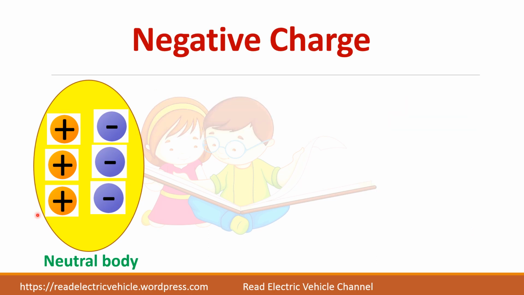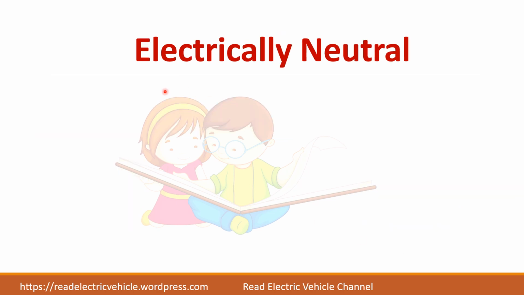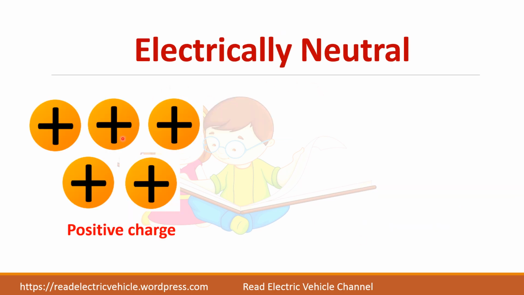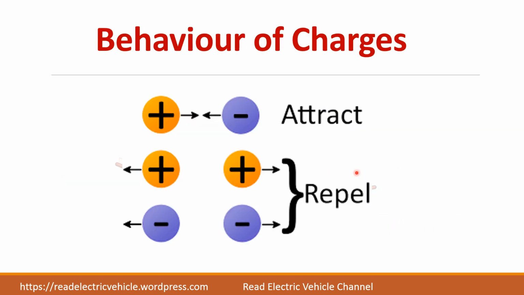Similarly, to get a negative charge, I have to make this neutral body have more electrons compared to the positive charge. So, if I add some more electrons to this one, the resultant body will become negatively charged. So, the electrically neutral condition is where both the positive charges and negative charges are equal. And the other thing to be noted here is that opposite charges always attract each other and the same charges repel each other.